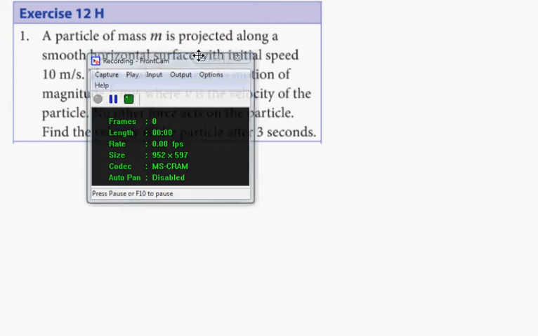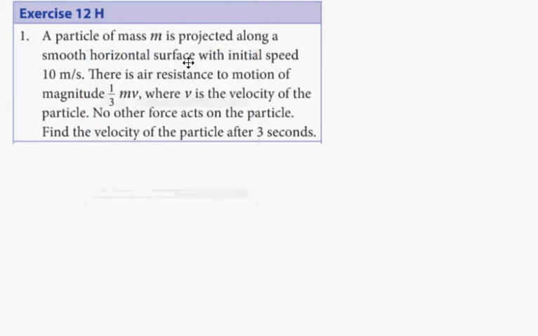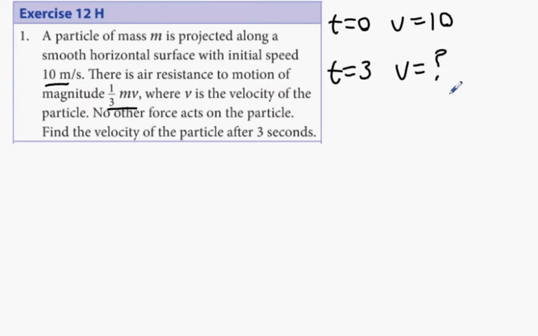Okay, first one. A particle of mass m is projected along a smooth horizontal surface with initial speed 10. That is, t equals 0 when v equals 10. That's what that tells you. There is air resistance to the motion of magnitude one-third mv, where v is the velocity of the particle. No other force acts on the particle. Find the velocity of the particle after 3 seconds. T equals 3, v equals question mark.